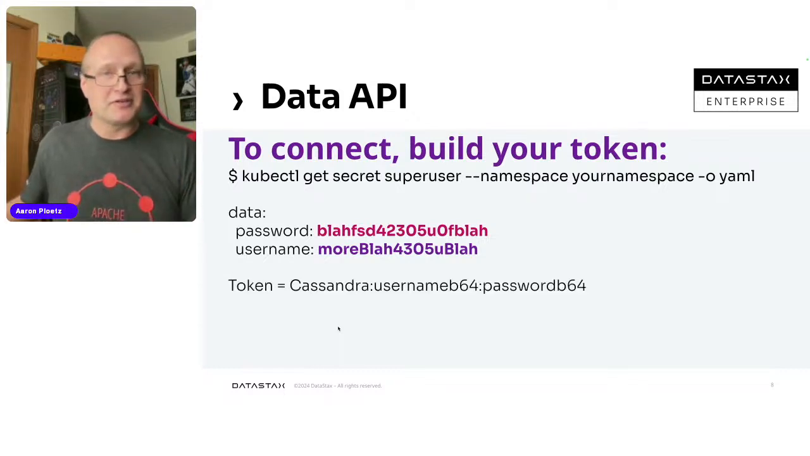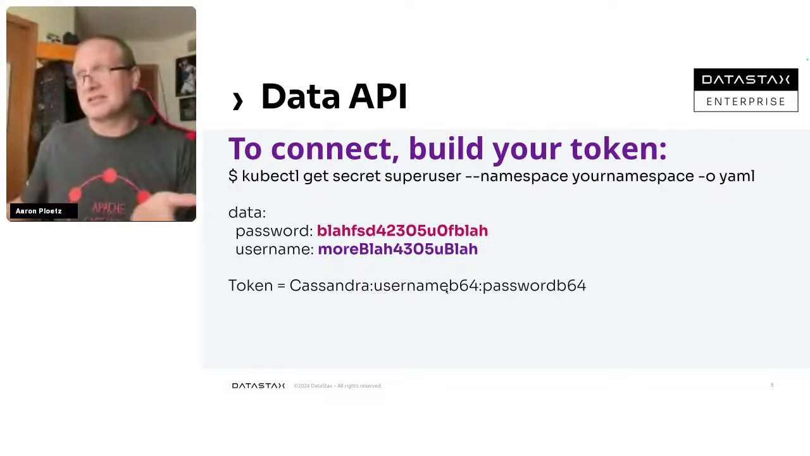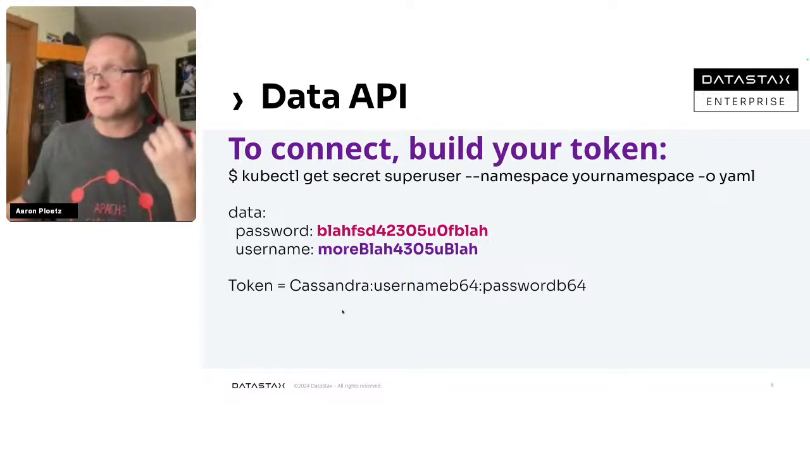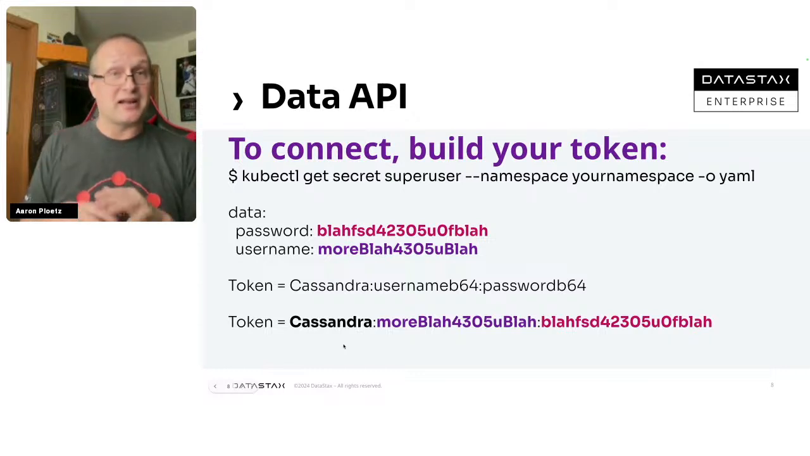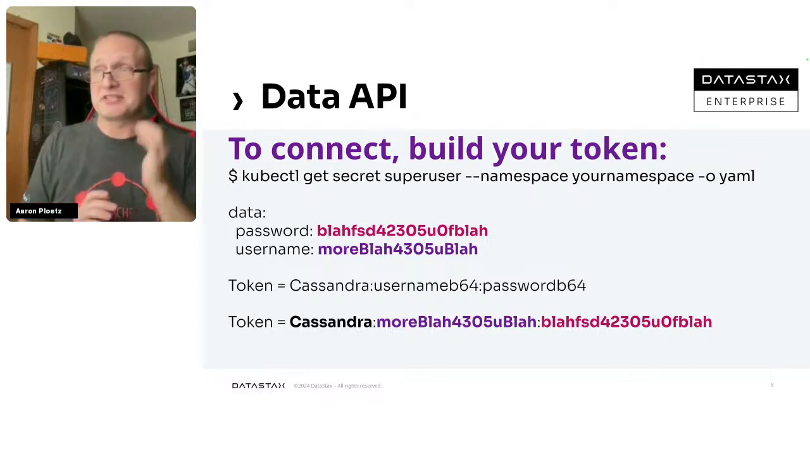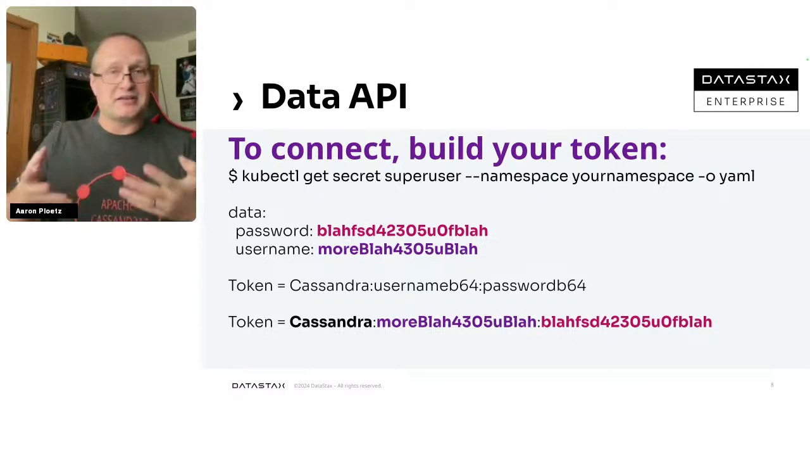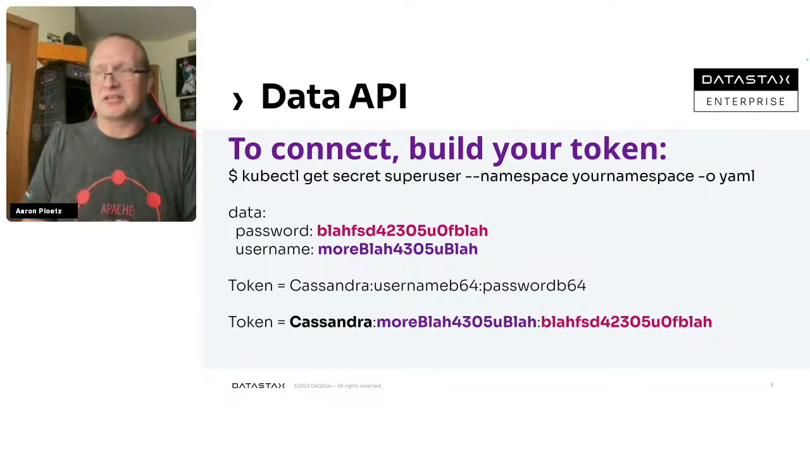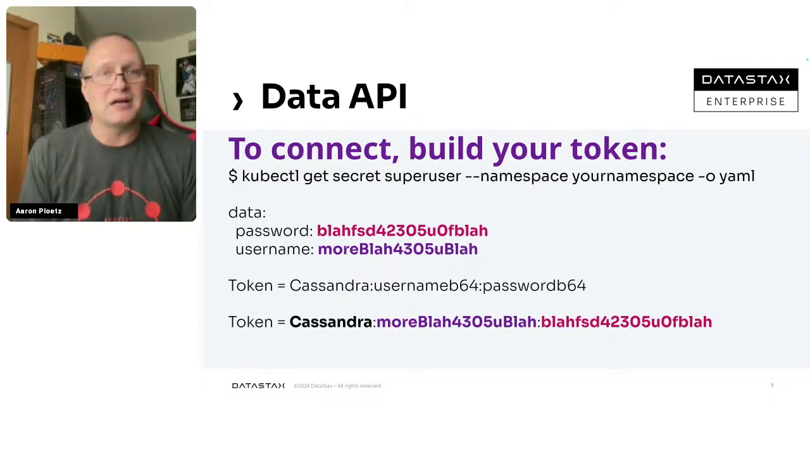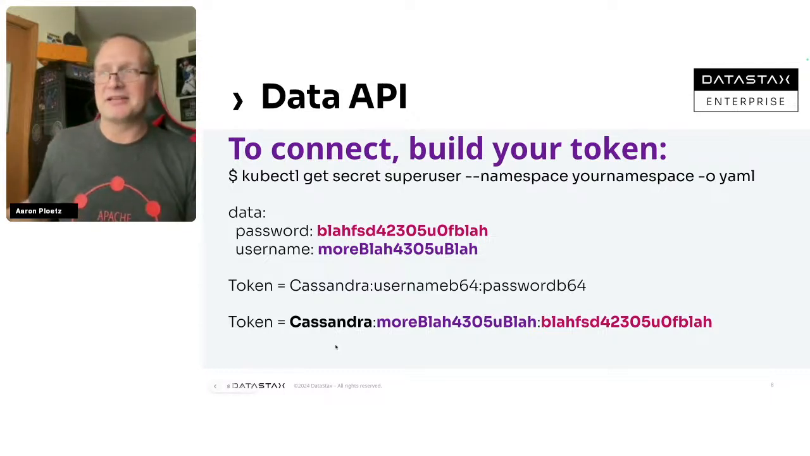Then to build your token, you start with the string of Cassandra with a capital C, and then a colon, and then the base64-encoded username, and then your base64-encoded password. So it ends up looking something like that. But again, I will show you this process. Super easy. And then, of course, when you connect up, because it's a REST-based connection, you'll send the token along as a header variable. That will allow you to connect up, and we'll put this to use in just a little bit.